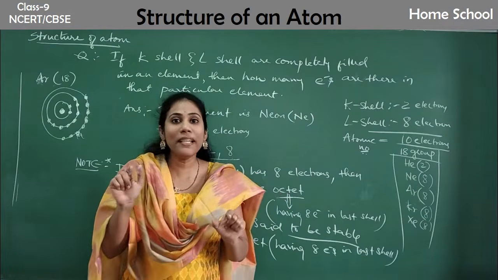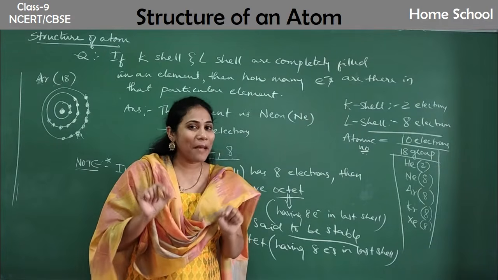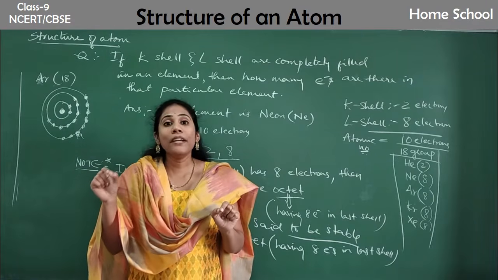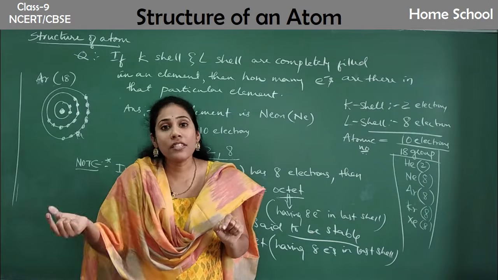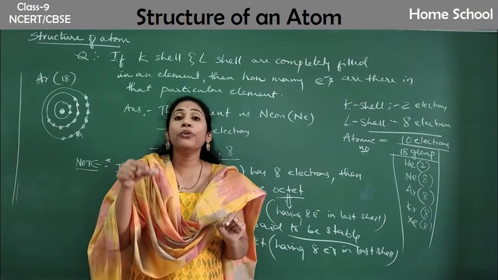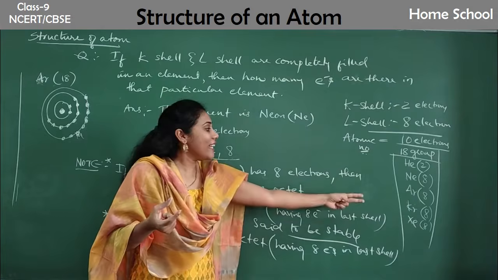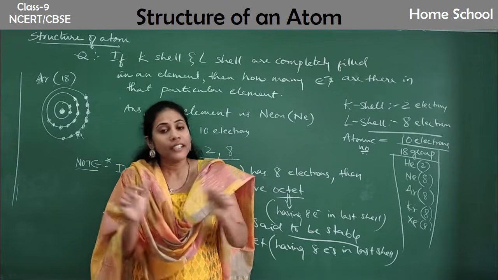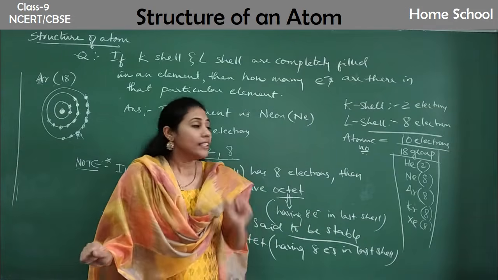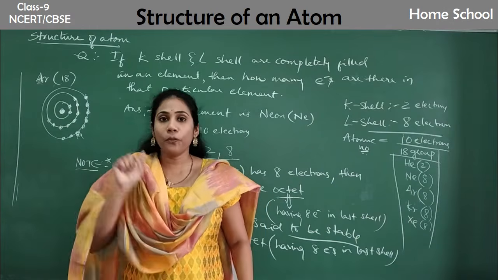So what do you mean by valency, guys? We have already studied in our previous chapter, isn't it? So what is valency? Number of electrons lost or number of electrons gained during a chemical reaction. Okay, so these guys are already very happy, no? They don't want to lose electron, they don't want to gain electron. That is the reason their valency is 0.